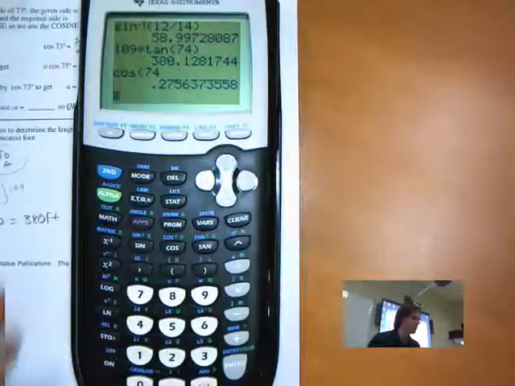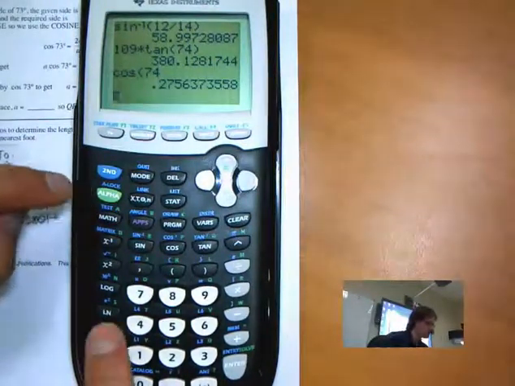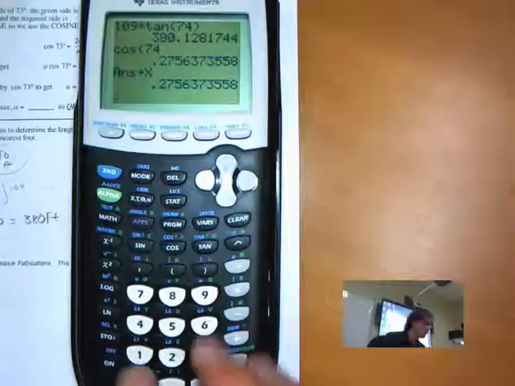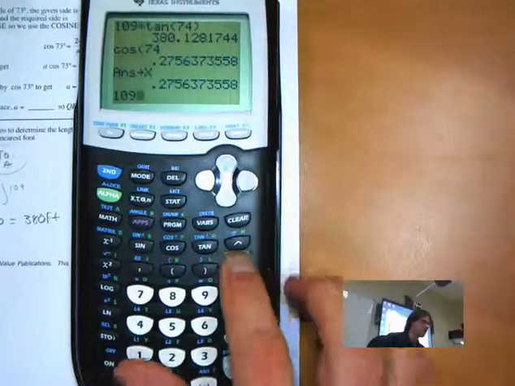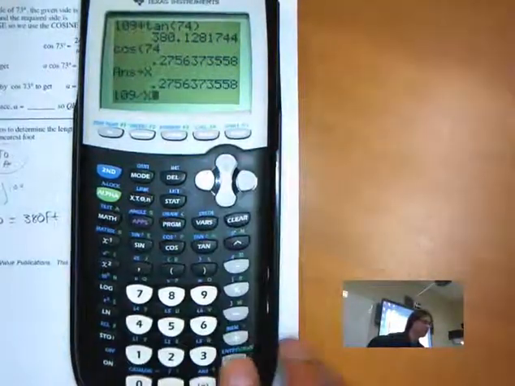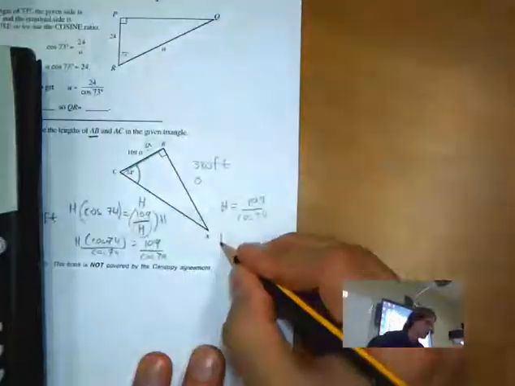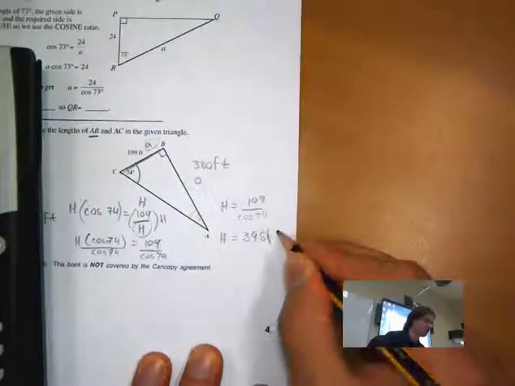It gives me that. Now I'm going to store this as something, so I'm going to go store this alpha x. So that's my x value. So now I'm going to go 109 divided by x, because that was that value, which gives me 395. My hypotenuse is equal to 395 feet. Okay? And that's what we want. Last question.